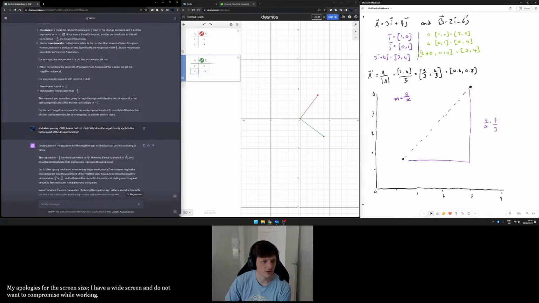m equals rise over run. The negative reciprocal is negative reciprocal equals... Negative reciprocal is m equals negative y over x.